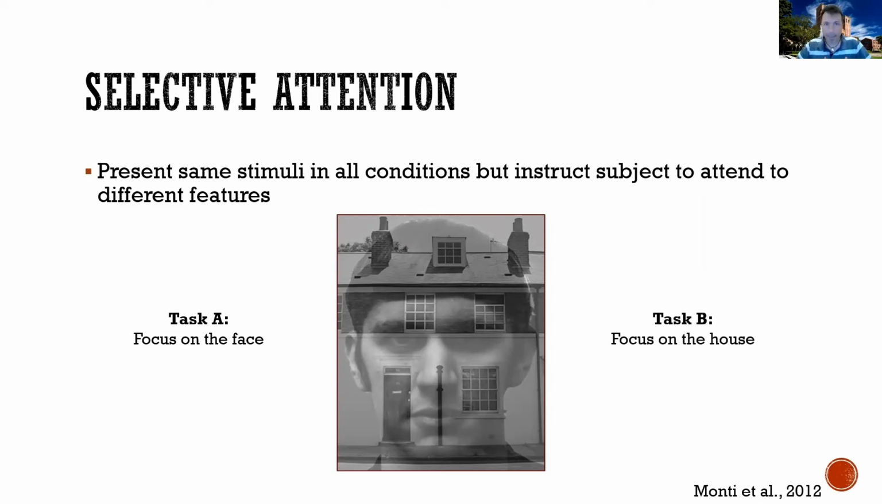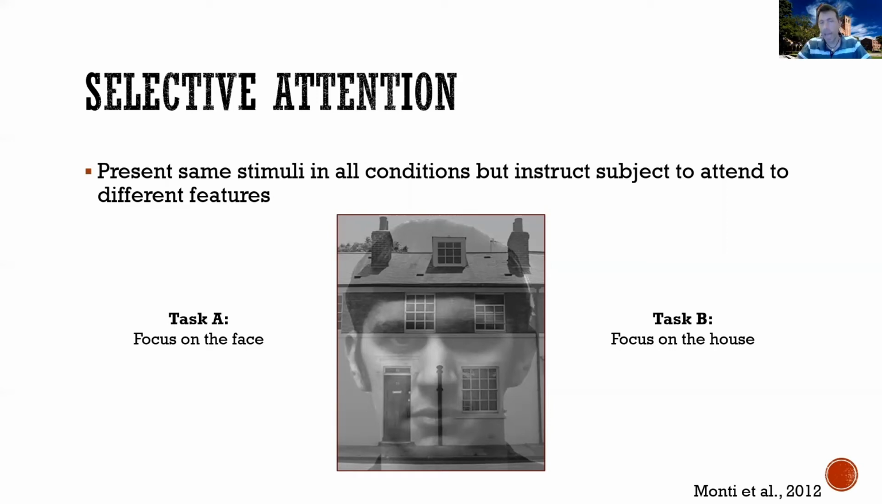And you might get a sense that even though the face is still there, the center of what is in your mind, what is in your conscious perception, is the house. And see, the beauty of this design is that what is hitting your retina is exactly the same under task A and task B. So the stimuli are perfectly matched. What is different is what you do with them.